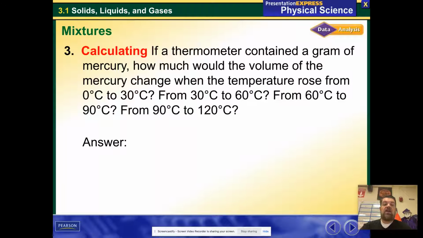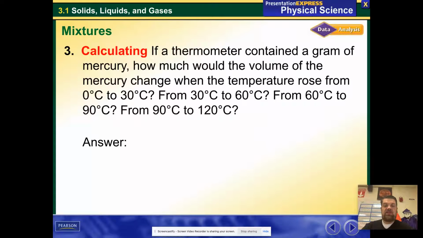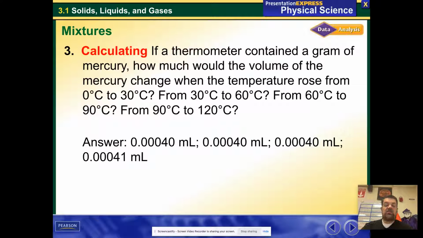If a thermometer contained a gram of mercury, how much would the volume of the mercury change when the temperature rose from 0 degrees Celsius to 30 degrees Celsius? And then for each increment. If we go back to the table, it looks like it changes about 0.0004 milliliters. So let's see what they say. Yeah, it's a constant change of 0.00040. Okay.